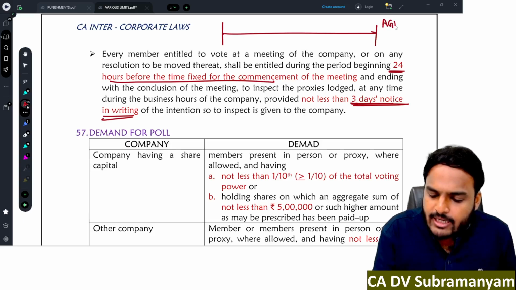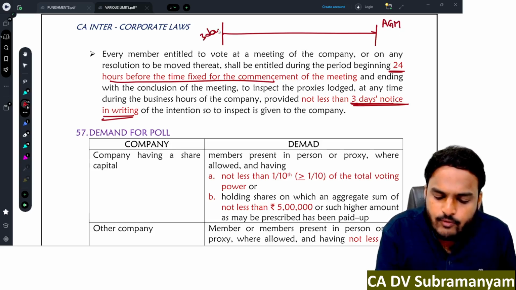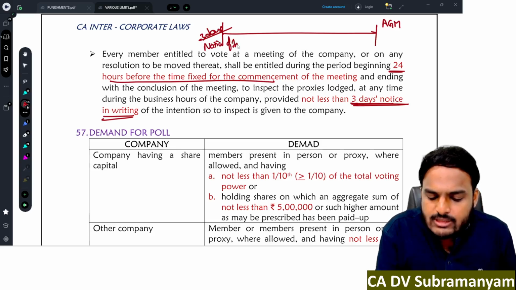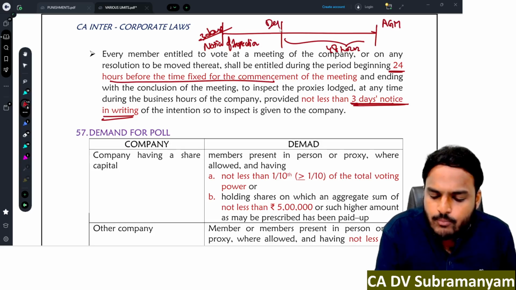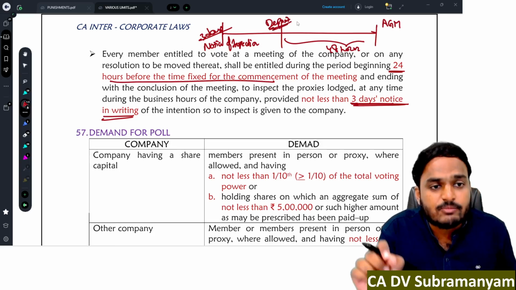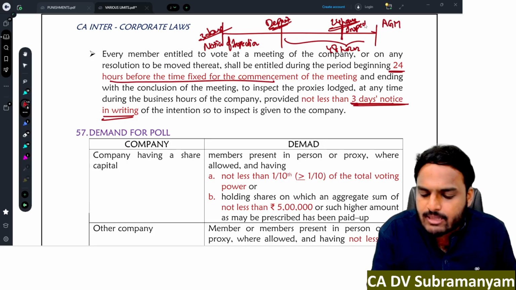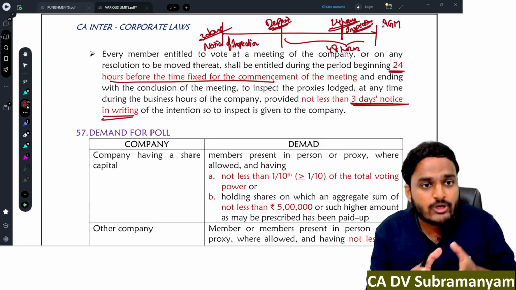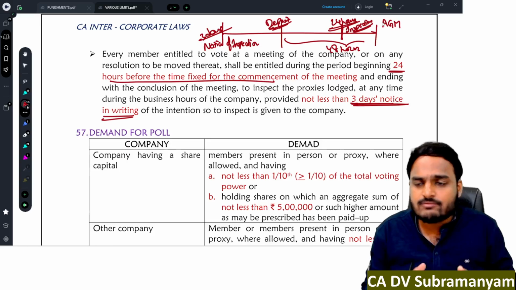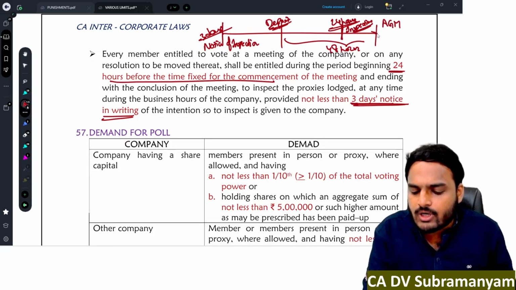This is, for example, the AGM. 3 days before AGM, you can give notice of inspection. Deposit of proxy, 48 hours. For deposit of proxy, the time limit is at least 48 hours before commencement of the meeting. Inspection of proxy, 24 hours before general meeting. Inspection can be carried out from 24 hours before commencement of the general meeting, and it ends with the conclusion of the general meeting.